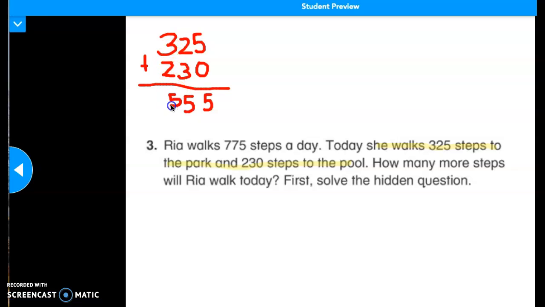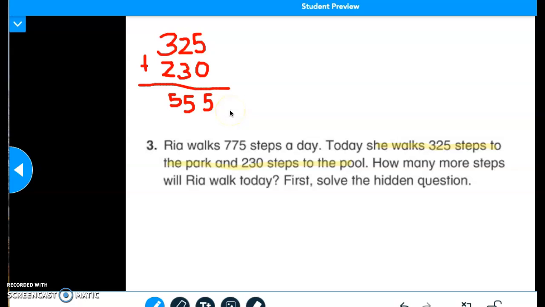So we know that Rhea has walked 555 steps today, but she usually walks 775 steps in a day, and we need to know how many more steps she will walk today. So we're going to take our number 775 and subtract this number 555. So we're going to take this number 775, how many steps she usually walks in a day, and subtract how many steps she has already walked.